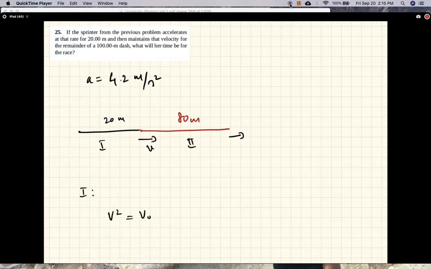v squared is v naught squared plus 2a times x minus x naught. This v is the velocity we're trying to find. Her initial velocity is 0. Acceleration is 4.2, and the distance is 20 meters. So v squared is 0 plus 2 times 4.2 meters per second squared times 20 meters.